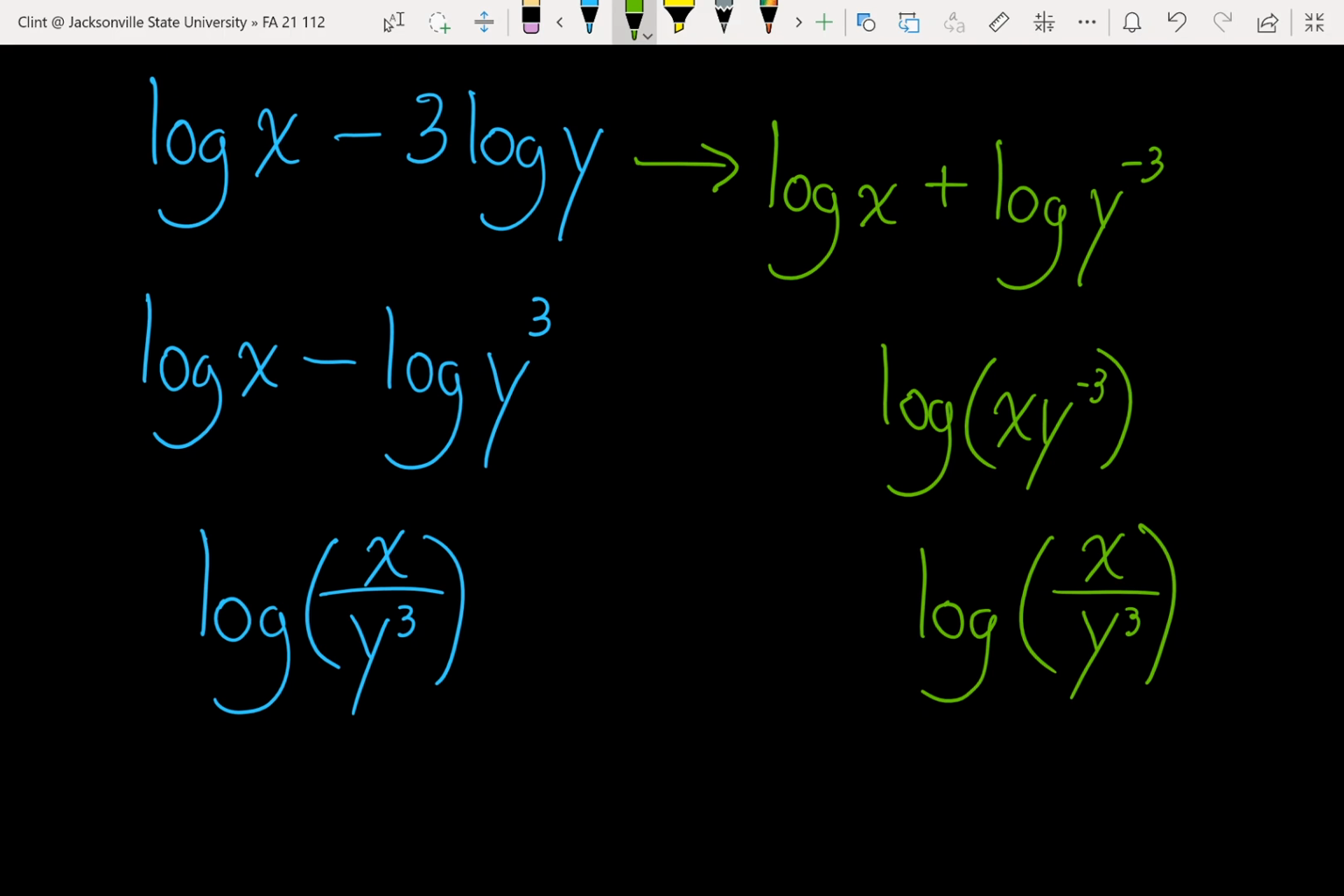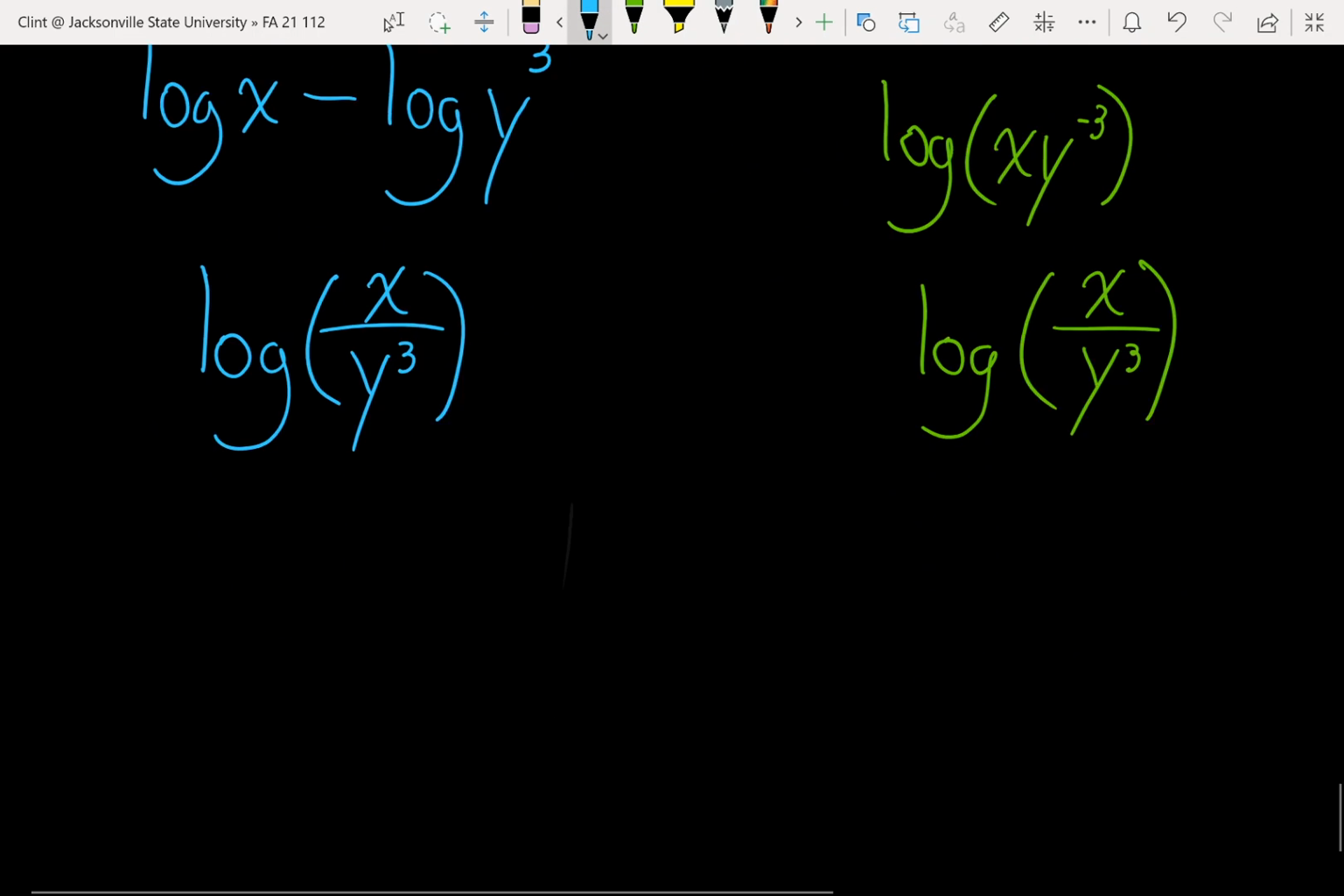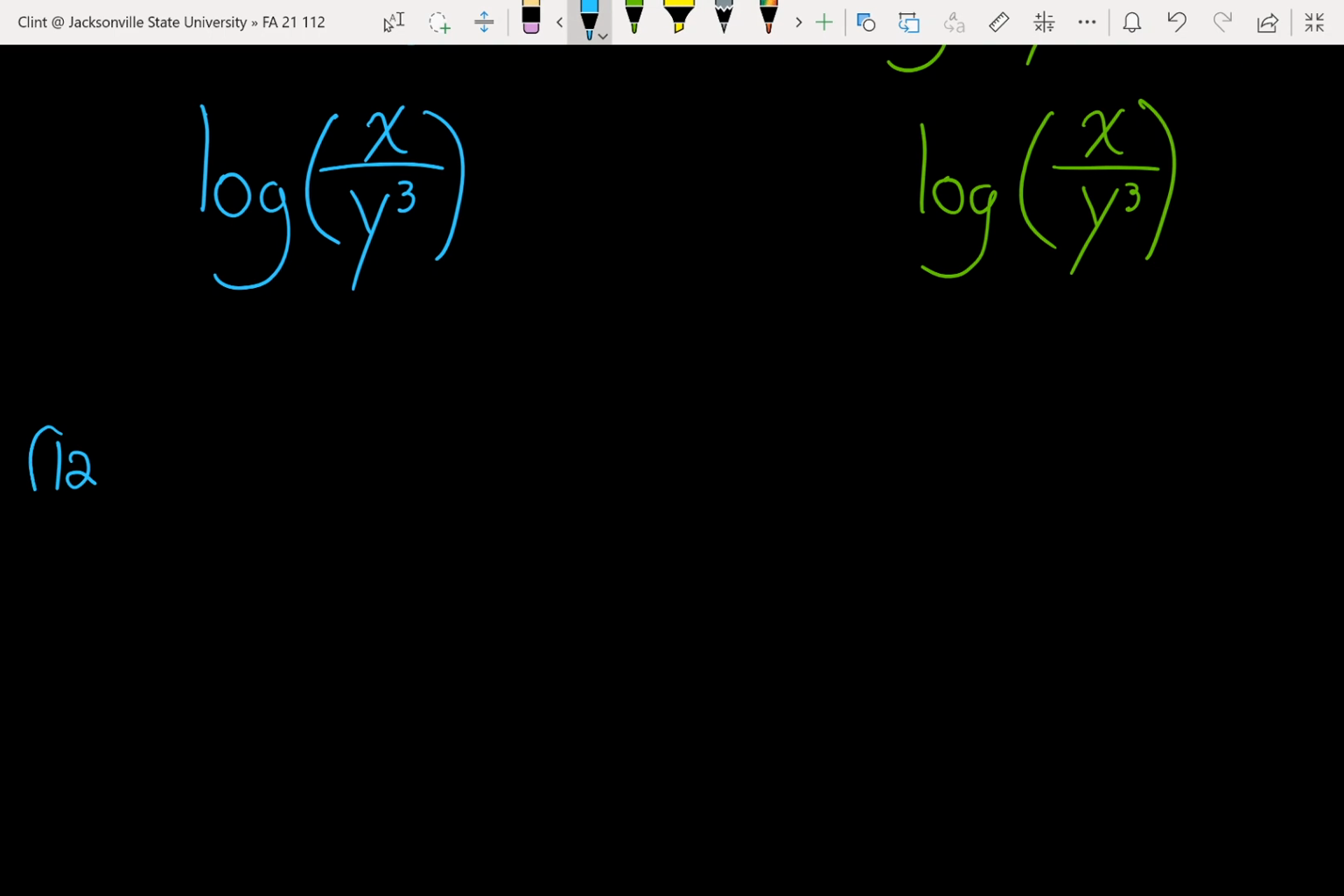Other questions on those? Number 11 is just another combine that's almost exactly the same as that one. So we will do 12. A little bit different looking. We've got log base 4 of 5xy. It says to expand this expression.